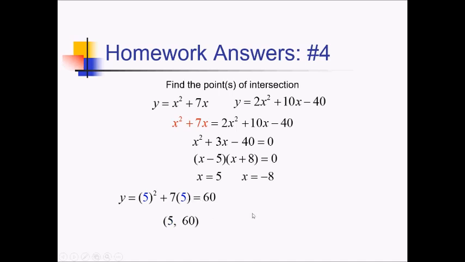Now for my other answer, I'm plugging negative 8 in, and I'll do it in this one here as well. So we have negative 8 squared plus 7 times negative 8. That's 64 minus 56. That just gives us positive 8. So then that gives me the answer negative 8 comma positive 8. It's kind of an interesting looking answer, and that's it.